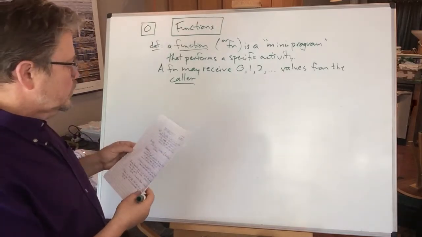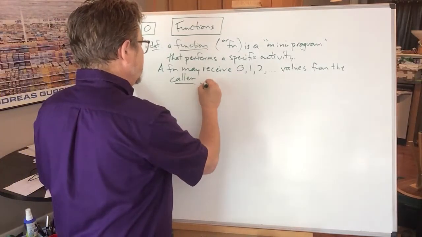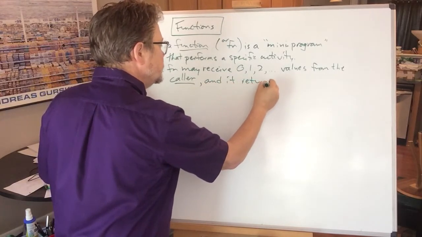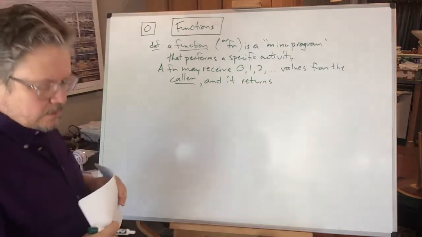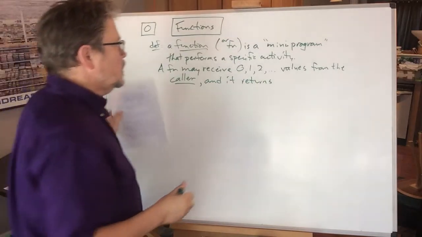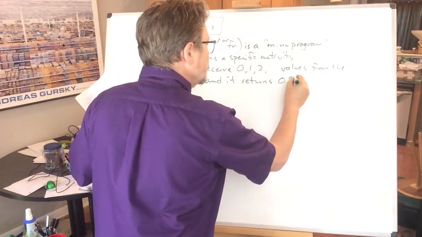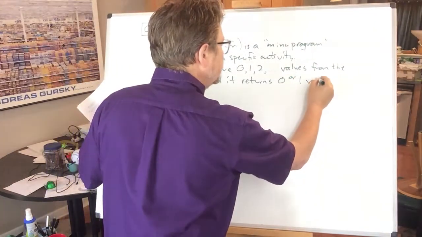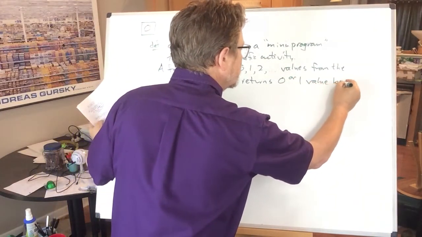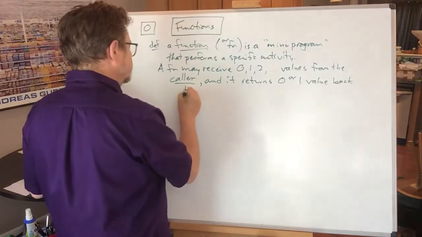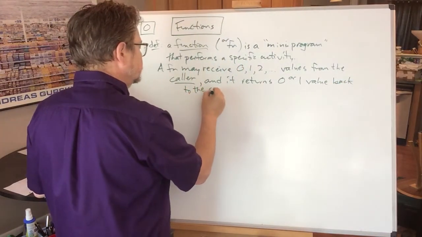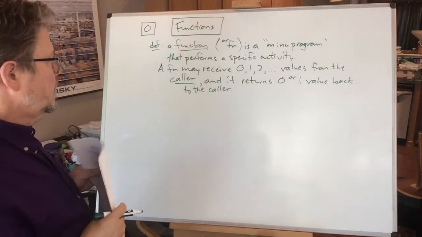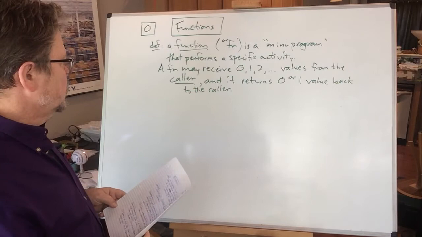So the caller will do that, and it returns, we've seen that word before. That's a reserved word in C++. And it returns 0 or 1. And those are the only options, not a whole list. 0 or 1 value back to the caller. I need to emphasize some more words a little more here.